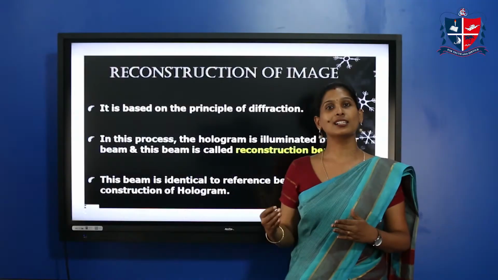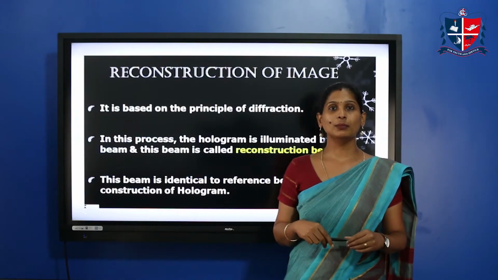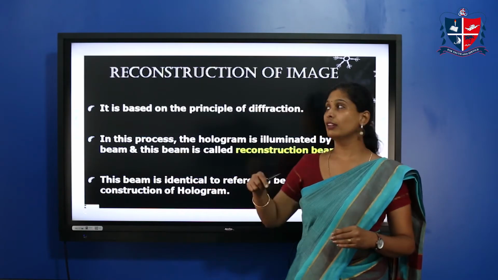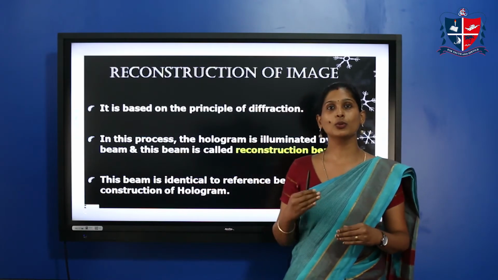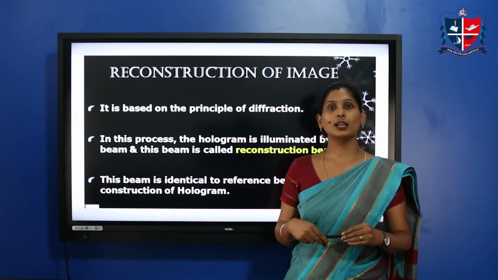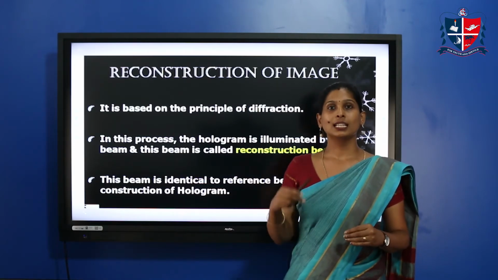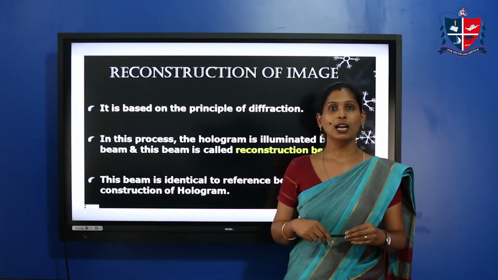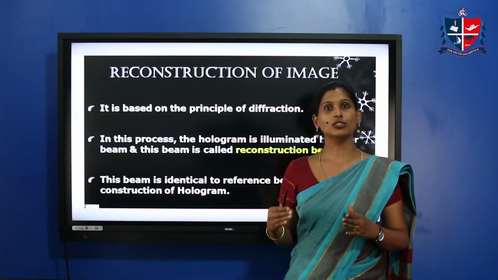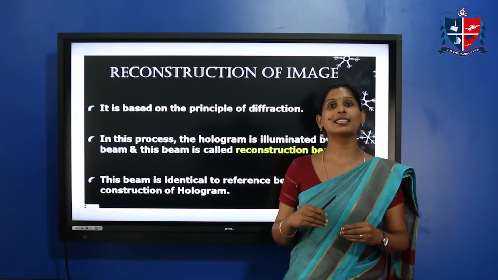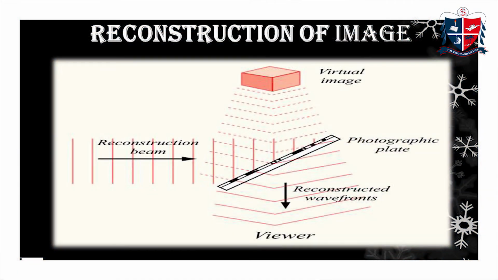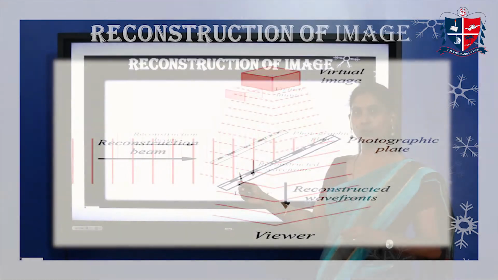Now, in order to reconstruct the image, the basic principle behind it is the principle of diffraction. In this process, we illuminate the hologram using a laser beam again, which is termed the reconstruction beam. The reconstruction beam will be identical to the reference beam, and it will be incident on the hologram at the same angle as the reference beam.